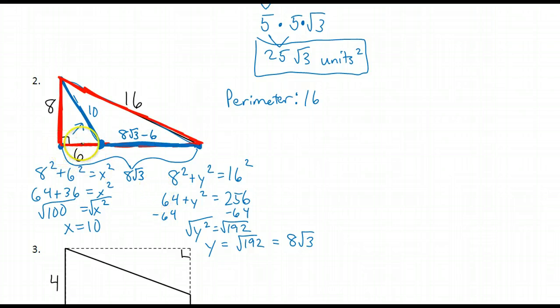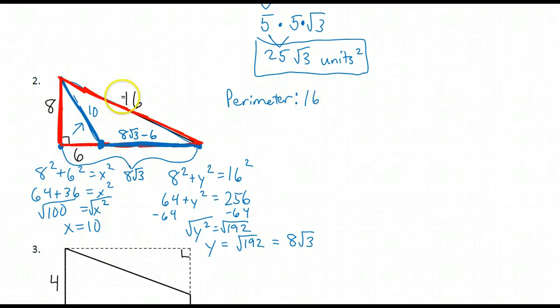Which makes sense. If this entire length was 20 and this length was 6, this length would have to be 14. To get that 14, I would take 20 minus 6. So if this entire length is 8 square roots of 3, to find just this piece, I'm going to subtract off 6.